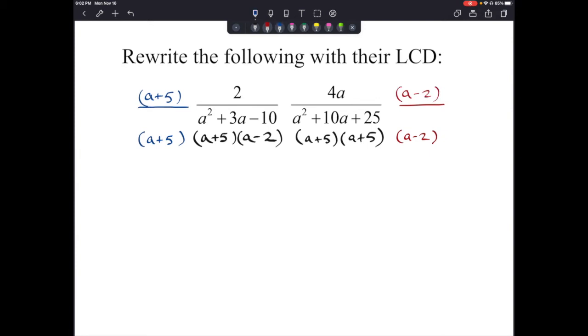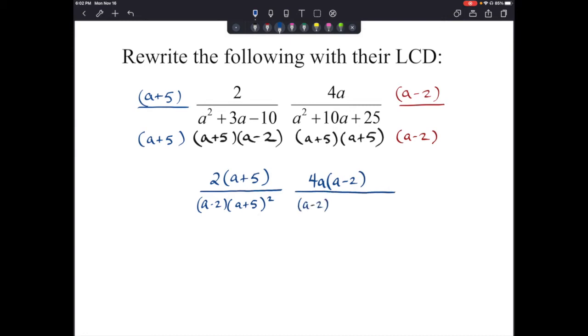And that will allow us to rewrite these as 2 times the quantity of a plus 5 over, we have an a minus 2 times an a plus 5 squared, or you could write it out twice if you want to do that. And then on the right side here, we're going to have 4a times the quantity of a minus 2 over the same denominator, a minus 2 times the quantity of a plus 5 squared.